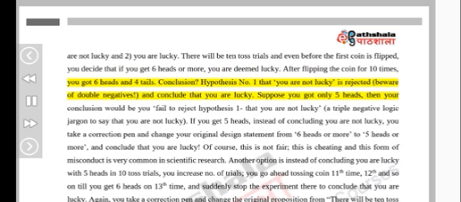Conclusion: hypothesis number 1, that you are not lucky, is rejected. Beware of double negatives. And conclude that you are lucky. Suppose you got only 5 heads, then your conclusion would be you fail to reject hypothesis 1 that you are not lucky, a triple negative logic jargon to say that you are not lucky.